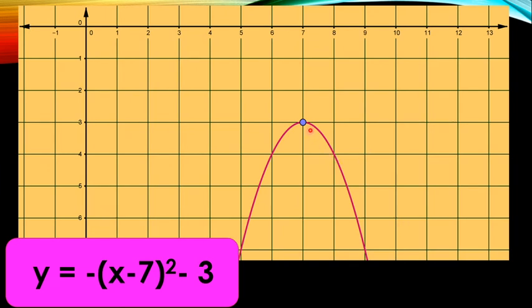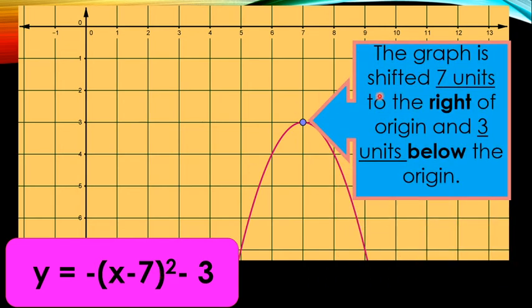Next, second function, the parabola opens downward because the value of a here is negative. Since this is minus 7, the graph shifted 7 units to the right of the origin. So, here is 7. Since this is minus 3, it shifted 3 units below the origin. Count 1, 2, 3. Therefore, here can be found the vertex of this quadratic function.